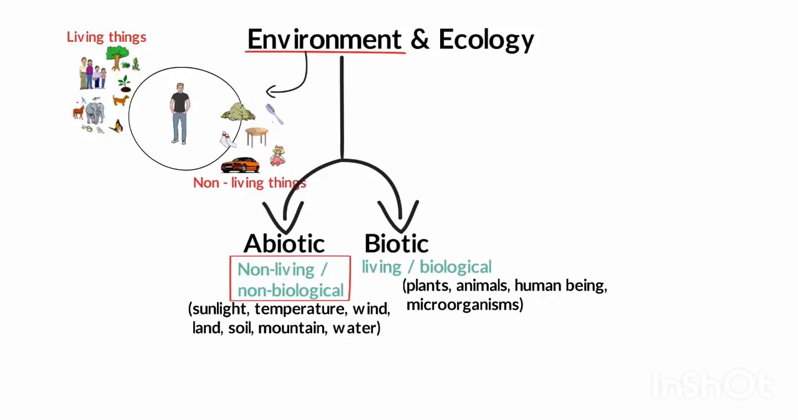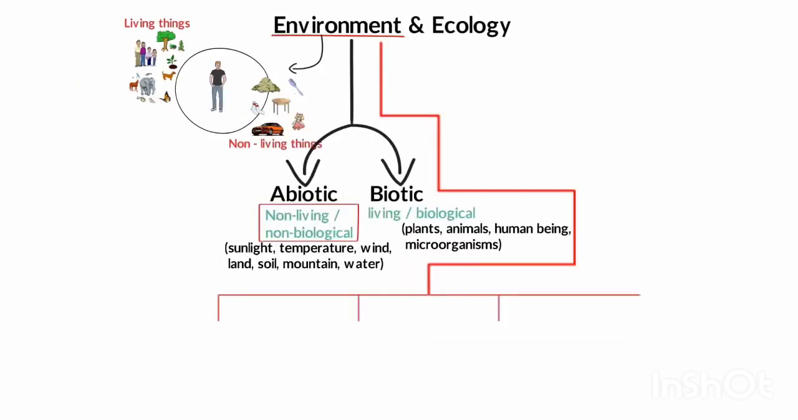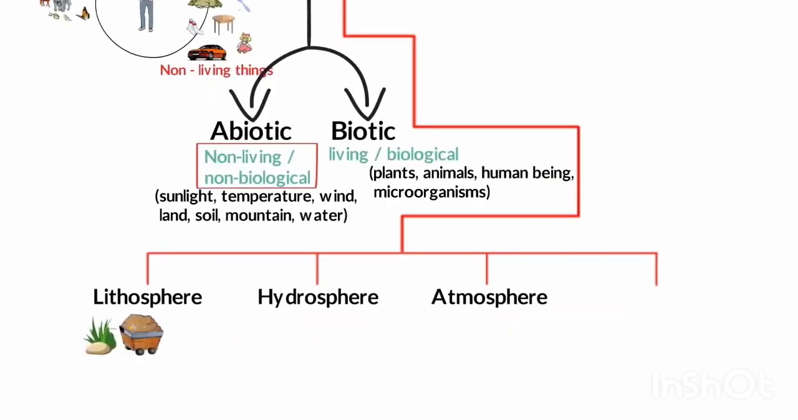So now that you know the biotic and abiotic component of the environment, another thing that you have to understand is that our environment has three domains. Actually, it has four. I'll talk about the fourth one in a moment, but as of now, we'll just go with three domains. And these three domains are lithosphere, hydrosphere, and atmosphere. The lithosphere refers to rocks and minerals, which is basically the land on which we stand. It comprises of the crust and the upper mantle.